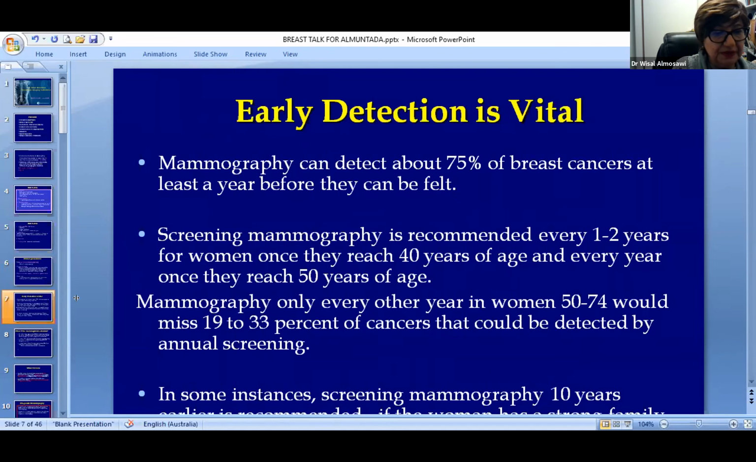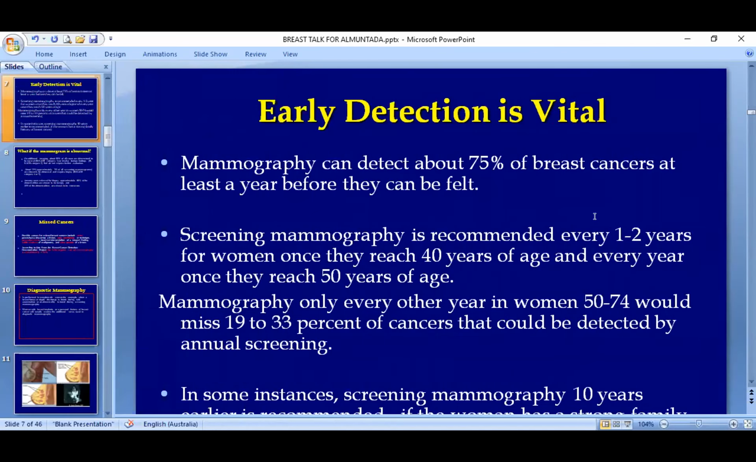Just need to move that a bit. Screening mammogram. I'll just need to move it a bit.